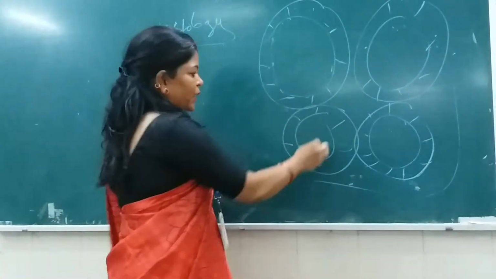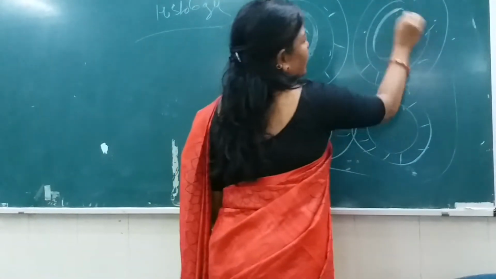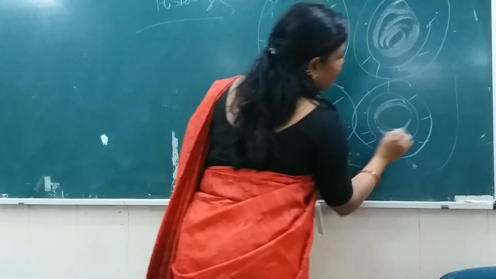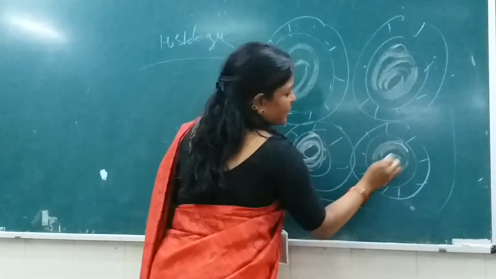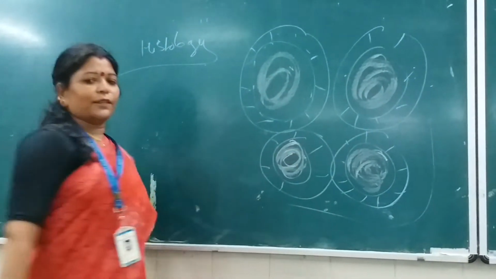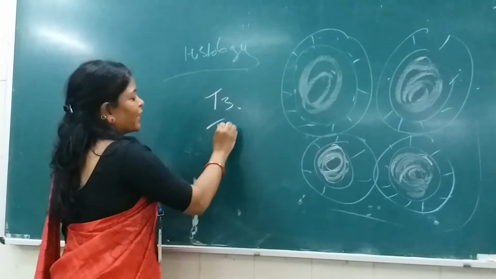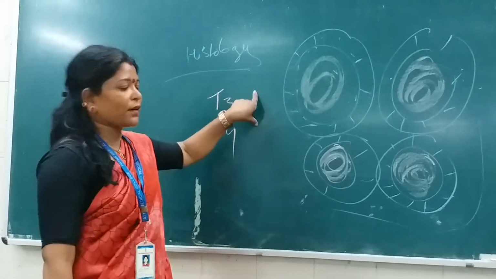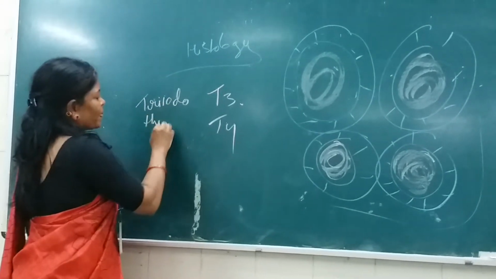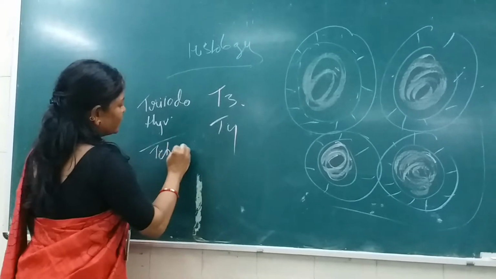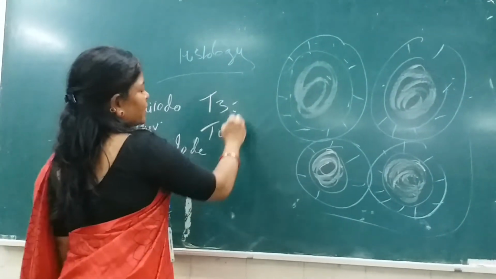In the center of these follicles, the colloid material is present. And what hormones is it secreting? We simply say T3 and T4, but what is the full nomenclature? Triiodothyronine and tetraiodothyronine. So T3 and T4.